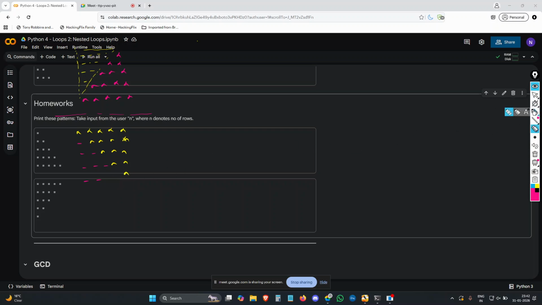Is it visible to you now? Yes. Okay. So if you look at this, now how do we form our code?